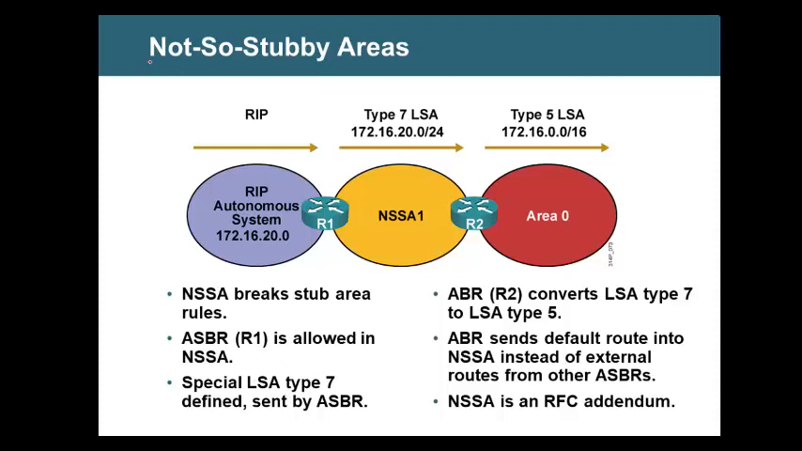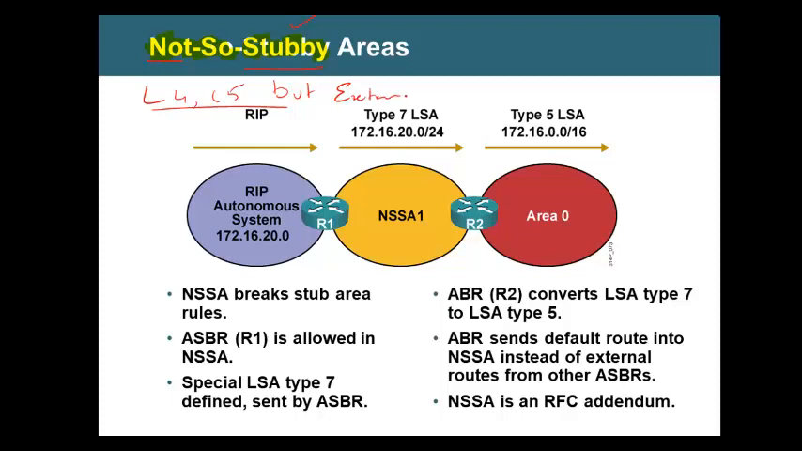You see, not so stubby area is an interesting OSPF network type, which is kind of funny. Why? Stubby means what? External networks are not allowed. Stubby means LSA type 4 and 5 are not allowed. That is stubby.